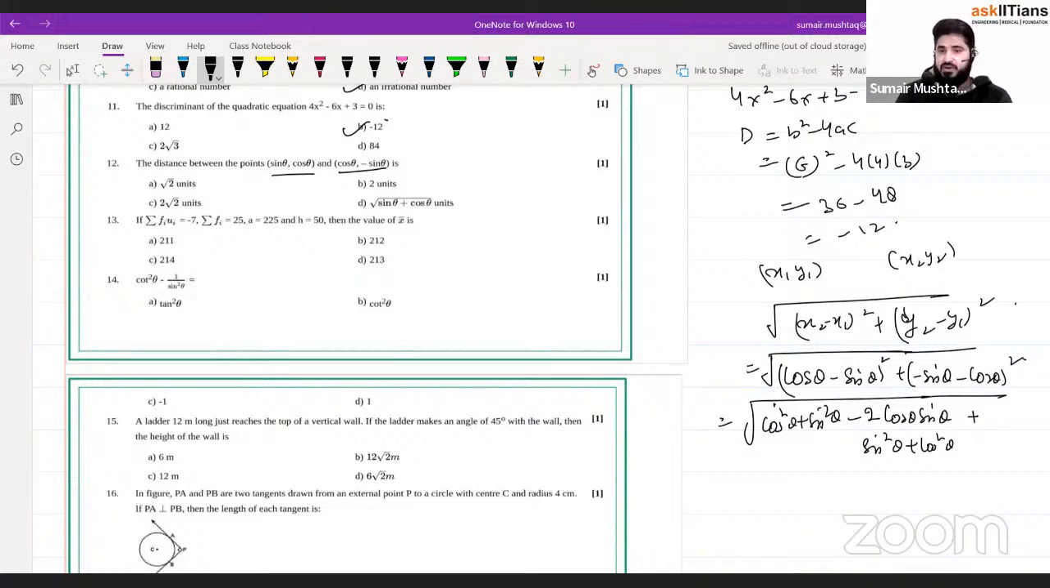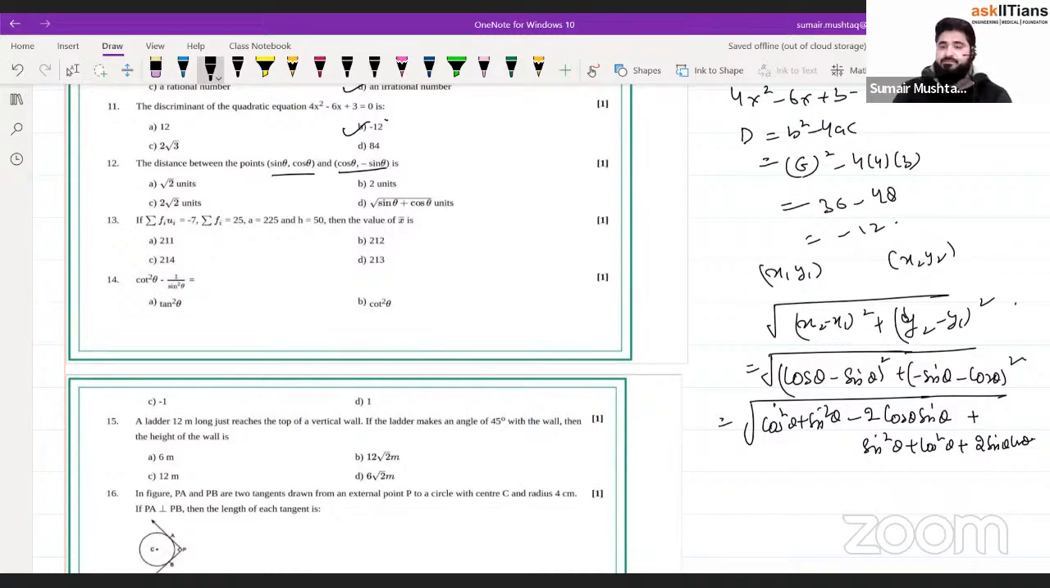Yes, it will be positive. Why? Because when both are negative, I can take it out. So it will be positive 2 sine theta cos theta, right? No, no, no, it will not be negative. You are wrong here. It will be positive.